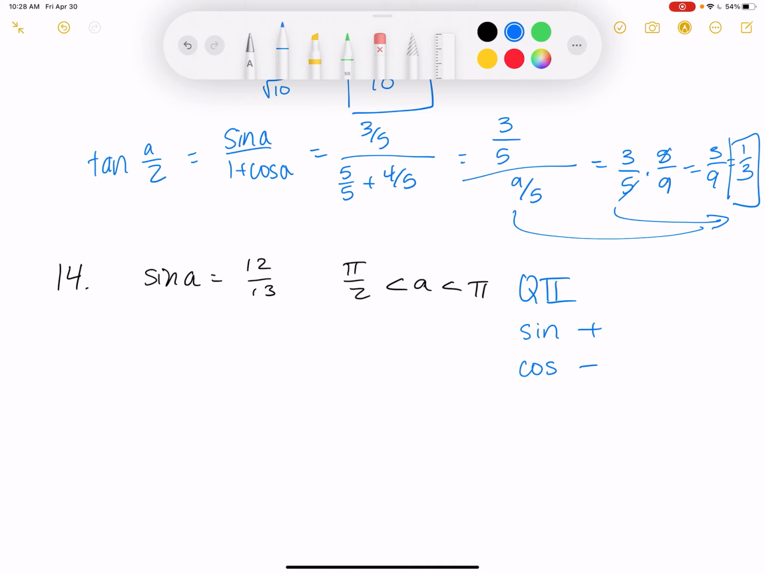what would tangent be? Negative. Okay, tangent would be negative as well. Obviously for the formulas, sine and cosine are the only ones that are dependent on whether it's positive or negative. Tangent is irrelevant.